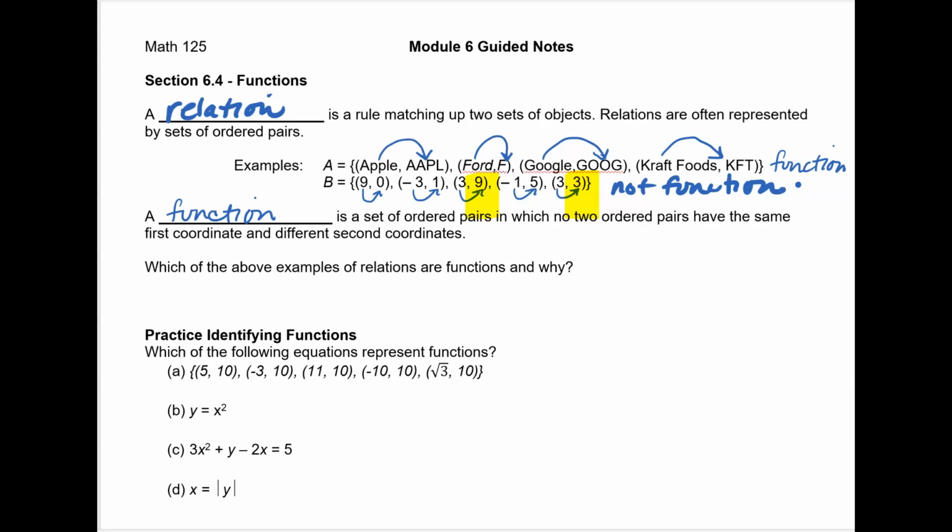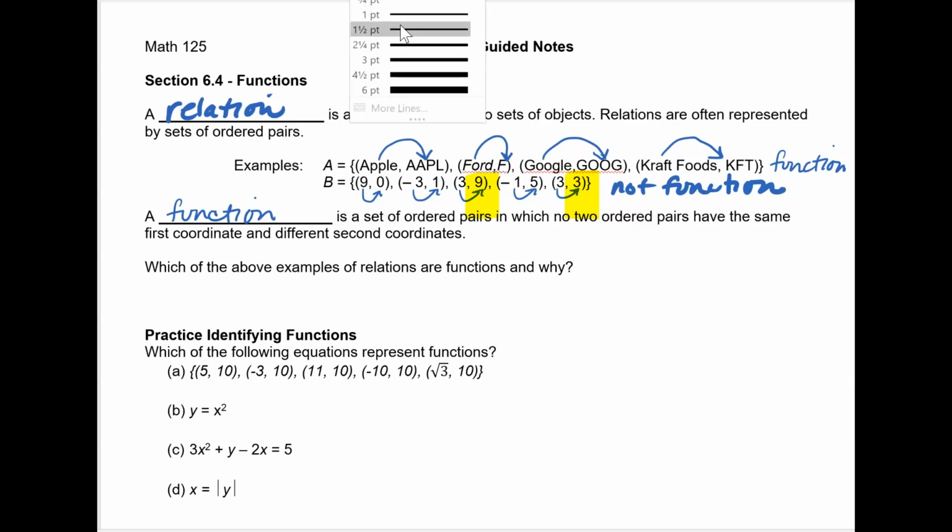Okay, so let's go ahead and do some more examples.